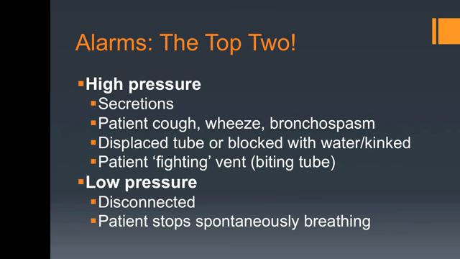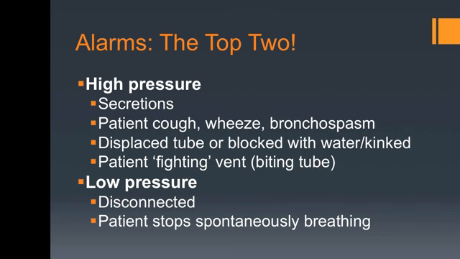Now we're going to move on to alarms. These are the top 2 alarms that are discussed in the text and in the literature: the high pressure and the low pressure. Of course, there are many, many other types of alarms, but if you are not a critical care nurse, that is not something you need to spend a lot of time on now, memorizing all the alarms. So the high pressure alarm would indicate secretions.